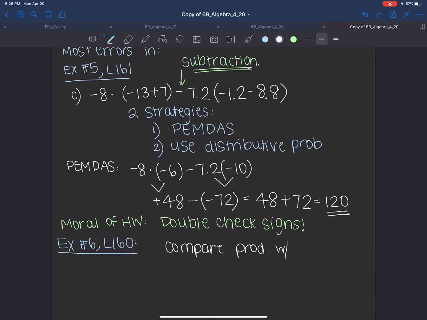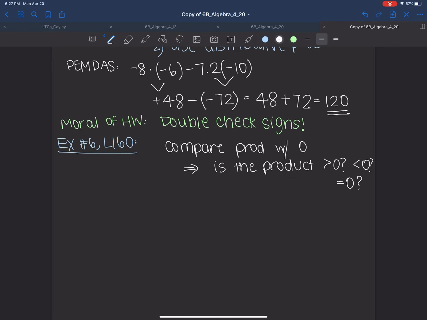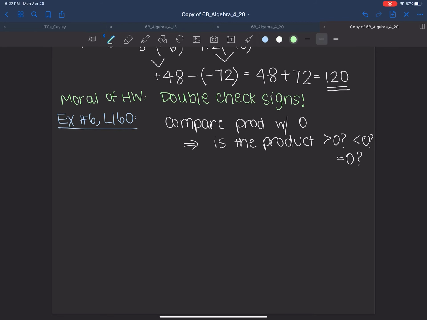with 0. And what does comparing the product with 0 mean? It just means, is the product greater than 0, less than 0, or equal to 0? Oh, I didn't write the 0. And it turns out that there's a really nice way to do this. So if your number is greater than 0, that just means it's positive. And if your number is less than 0, that just means it's negative.